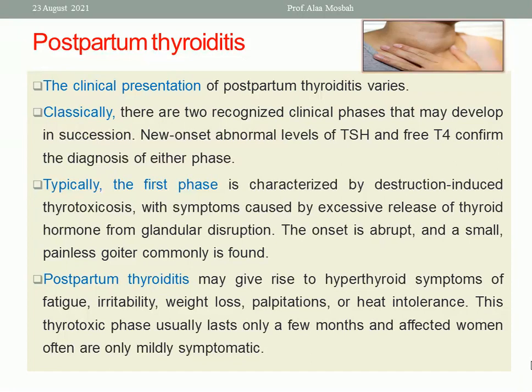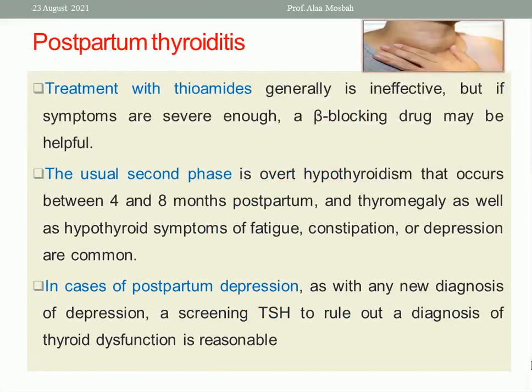Postpartum thyroiditis may give rise to hyperthyroidism symptoms like fatigue, irritability, weight loss, palpitation, heat intolerance, and tremors. The thyrotoxic phase usually lasts only a few months, and the affected women often are only mildly symptomatic. Treatment with thionamides generally is ineffective, but if symptoms are severe enough, I can give a beta blocker drug, like propranolol or metoprolol.